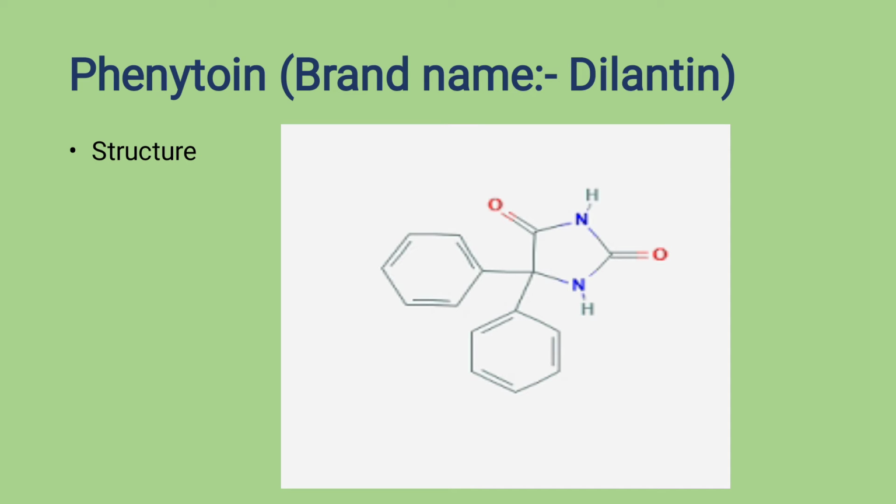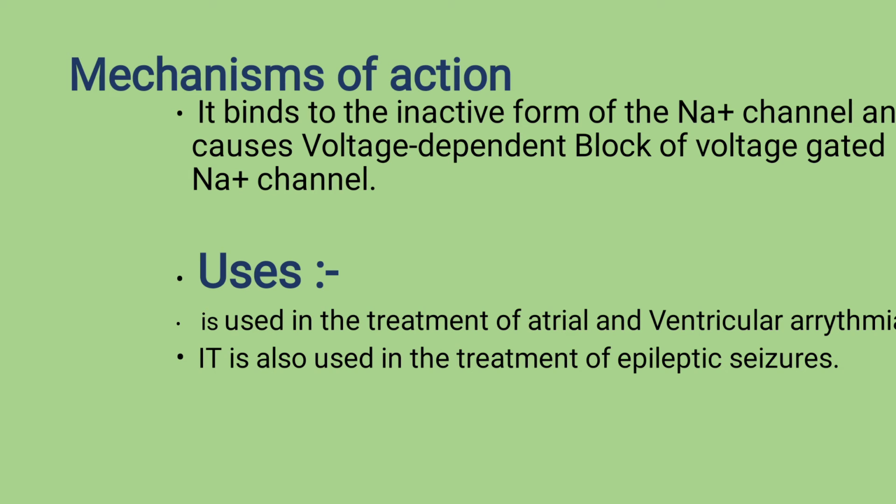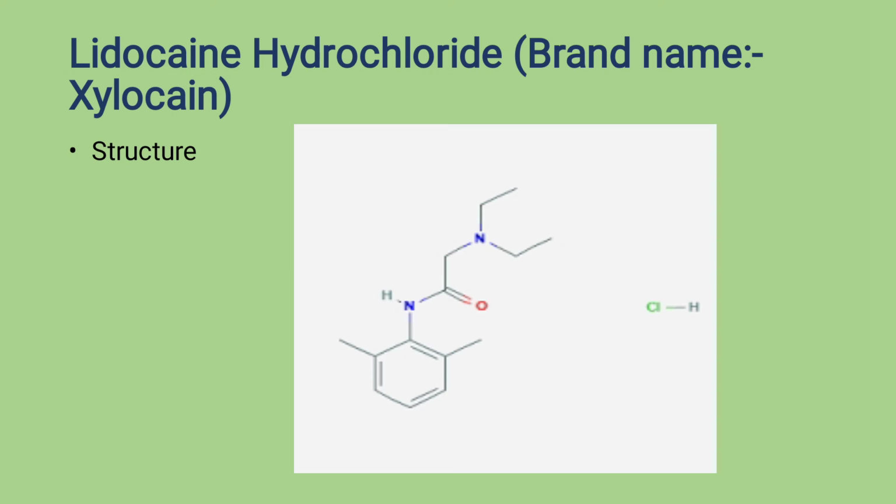Next drug is phenytoin, and brand name is Dilantin. Its mechanism of action: it binds to the inactive form of the Na+ ion channel and causes voltage-dependent block of the voltage-gated Na+ channel. Uses: it is used in the treatment of atrial and ventricular arrhythmias. It is also used in the treatment of epileptic seizures.